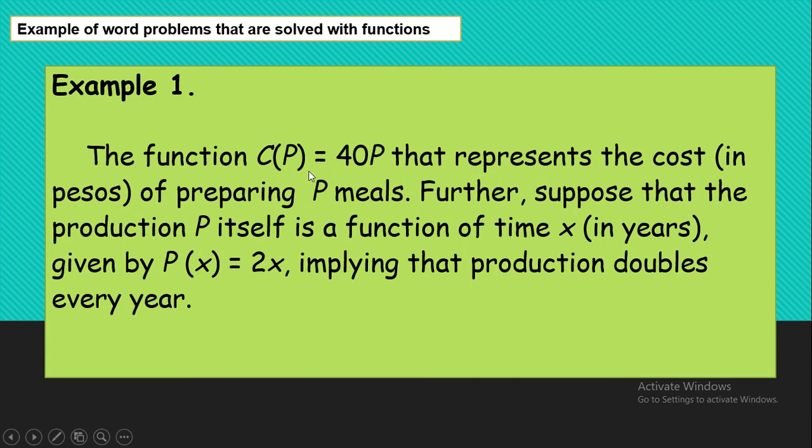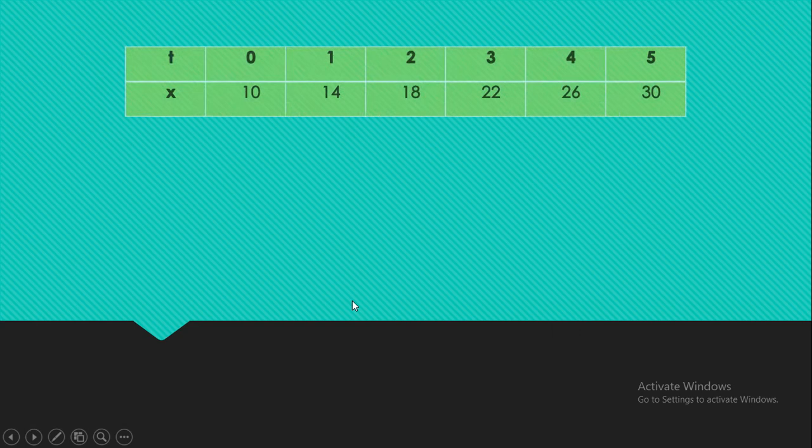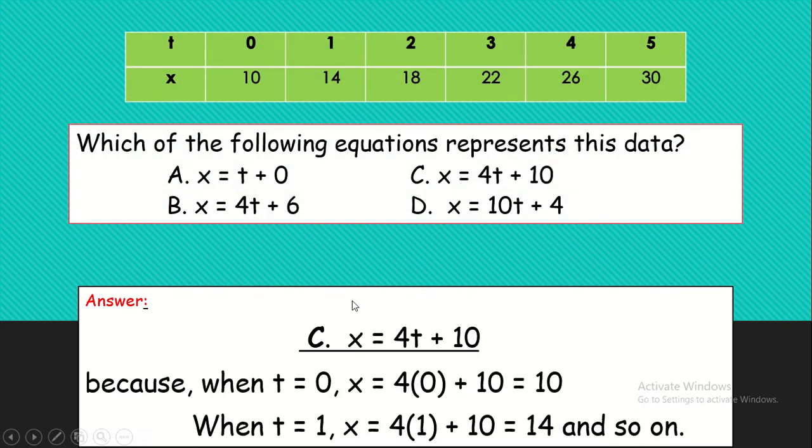The function C(p) = 40p represents the cost in pesos of preparing p meals. Further, suppose that the production p itself is a function of time, in years, given by p(x) = 2x. So this is implying that the production doubles every year. Another one is this one.